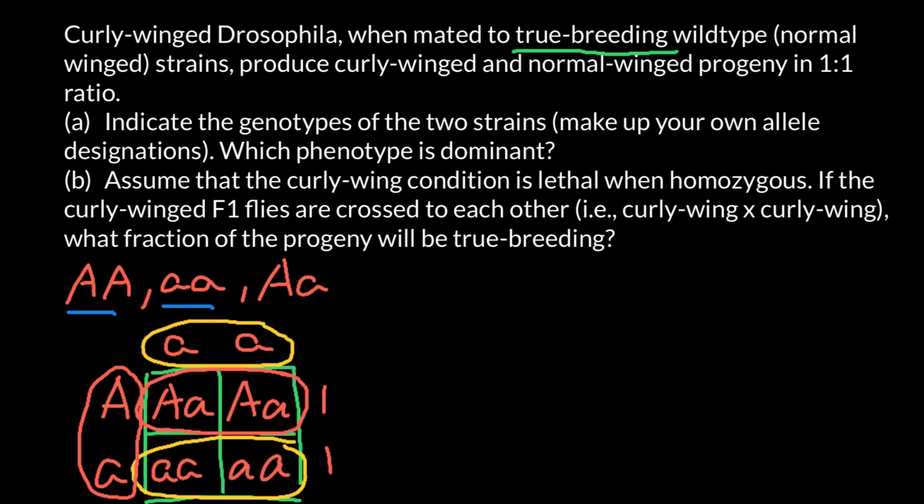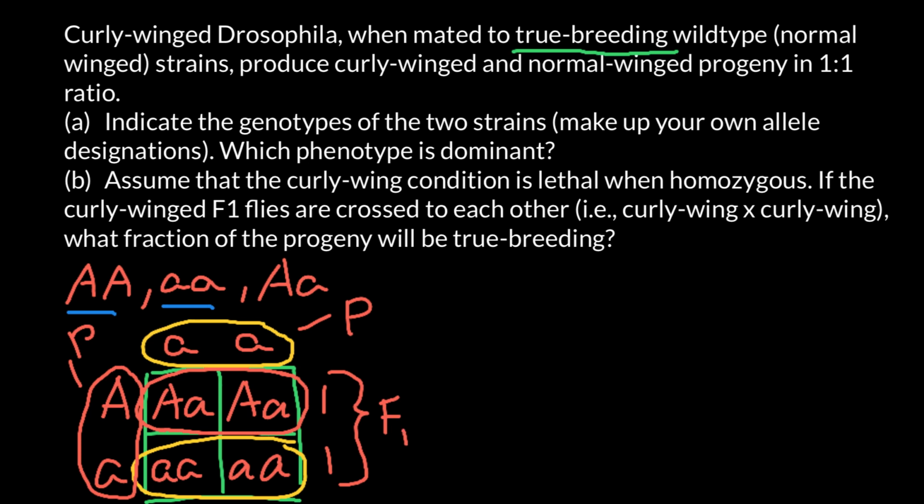And now the next question assumes that the curly wing condition is lethal when homozygous. If the curly wing F1 generation flies are crossed to each other, meaning curly wing with curly wing, what fraction of the progeny will be true breeding? Once again, what we have here is the parental generation. This is also going to be the parental generation, and this is going to be our F1 generation.